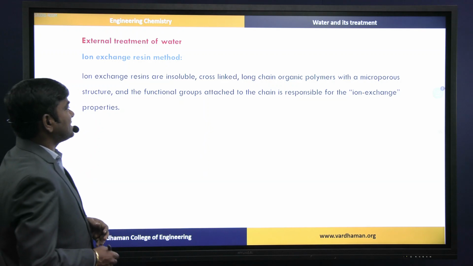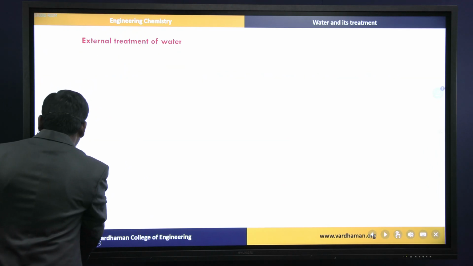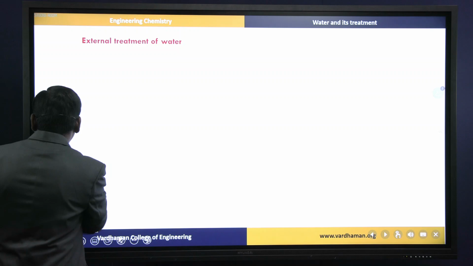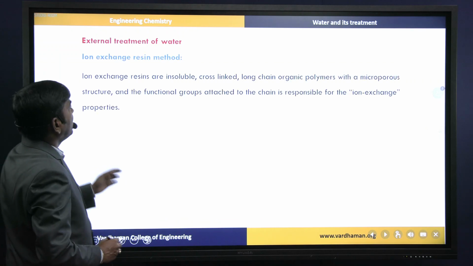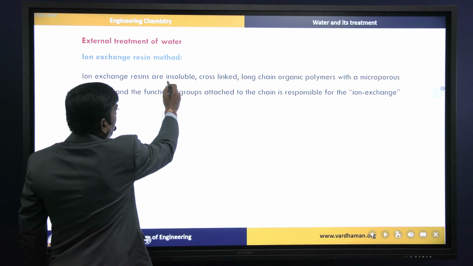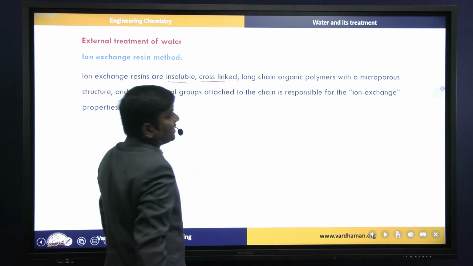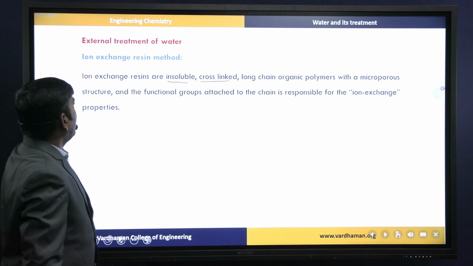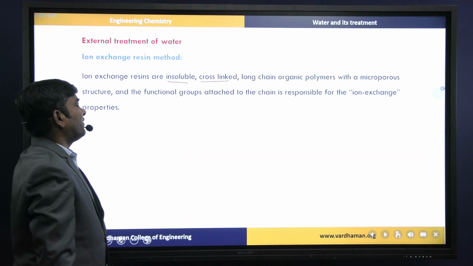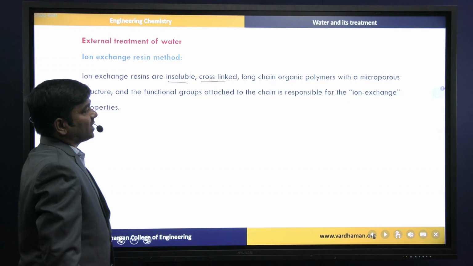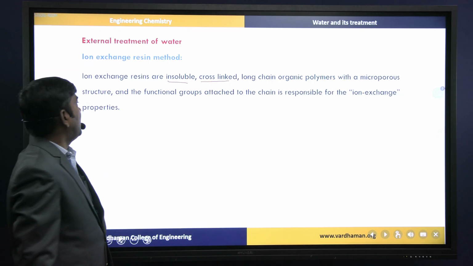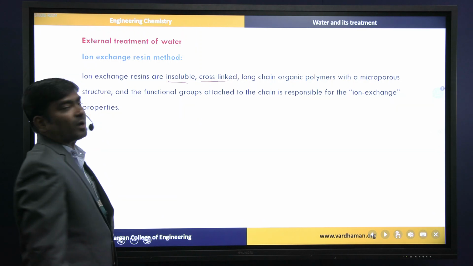Ion exchange resins are insoluble, cross-linked, long chain organic polymers with a microporous structure, and the functional groups attached to the chain are responsible for ion exchange properties, right.